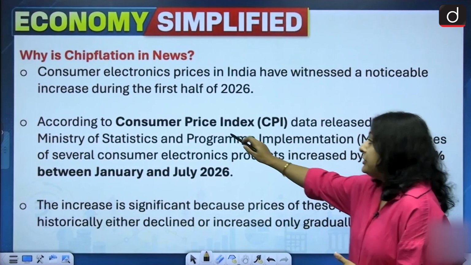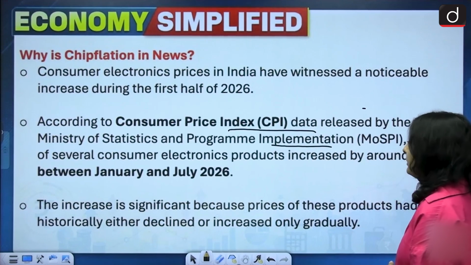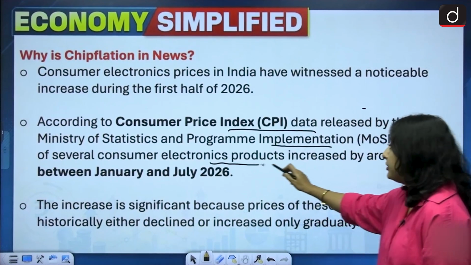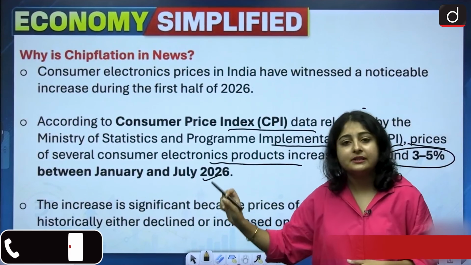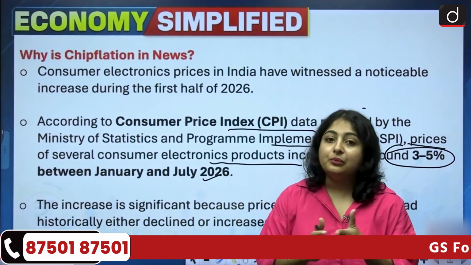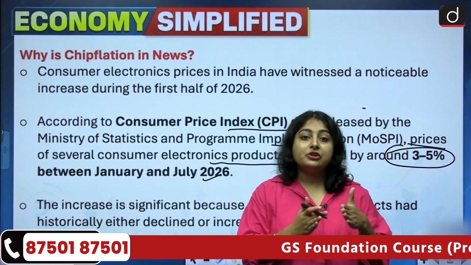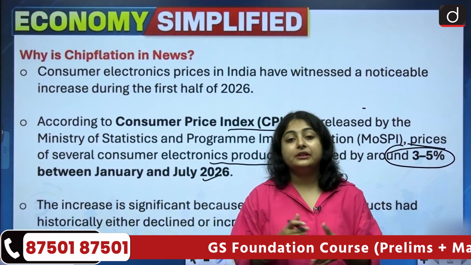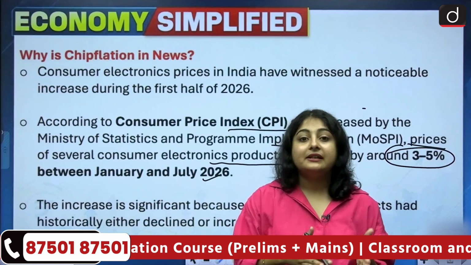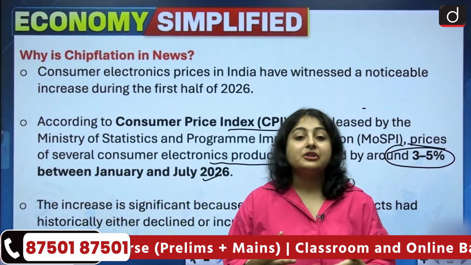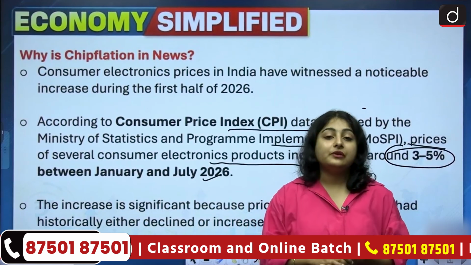According to CPI data released by the Ministry of Statistics and Programme Implementation, prices of several consumer electronic products increased by around 3 to 5% between January and July 2026. Now this is a little weird because technically the prices of technology products should reduce gradually over time. Why? Because as our technology improves, production becomes really efficient and all of that results in a reduction in the price of electronic products.